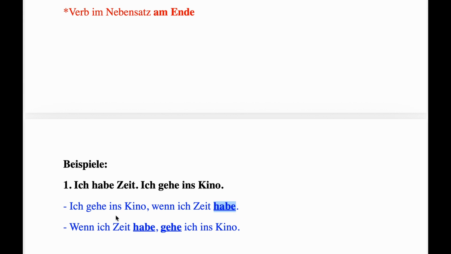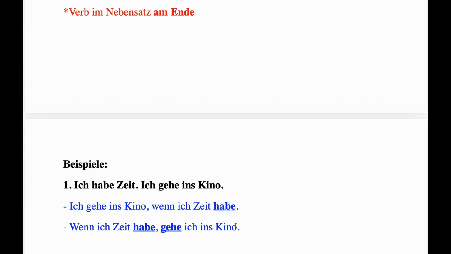Now, let's talk about the second sentence structure. In this one, we are beginning with the connector. According to this, the conjugated verb is in the end. So, wenn ich Zeit habe, and here we will put the conjugated verb of the main clause at first place. Gehe ich ins Kino. Now, there is no difference between the meaning of these sentences.